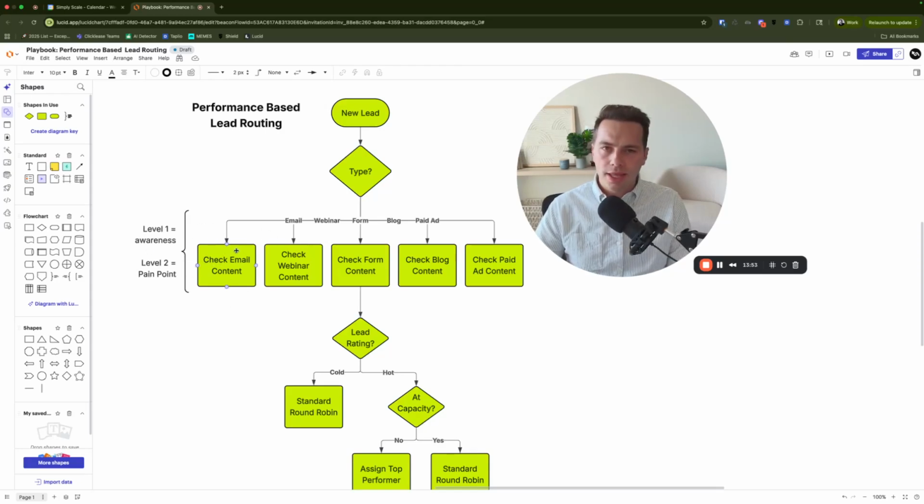You won't know that they are interested in solving pain point number 2, and you don't know if they're coming from a webinar, an email, a blog, or a paid ad. You don't know how aware they are of this problem. So you could be spending a lot of time assigning this hot lead to your best performing rep, when in reality they're kind of cold because they're not really aware of the problem yet, and this is the first time they're interacting with you guys. So that's something to consider.